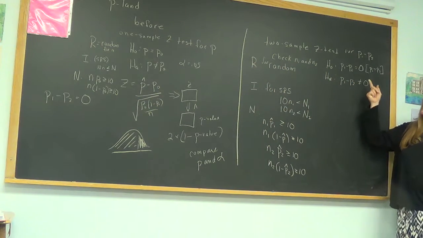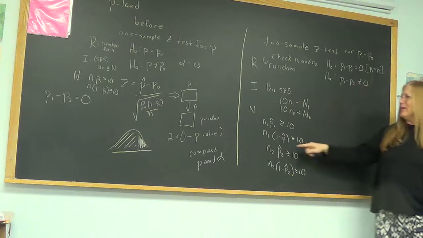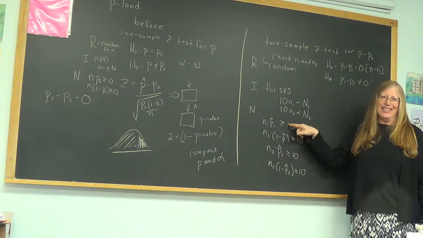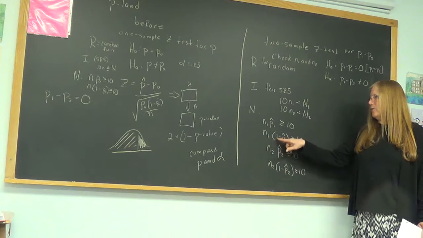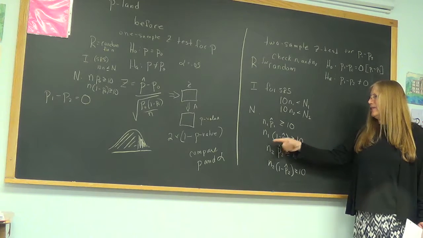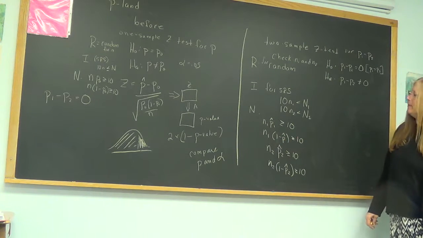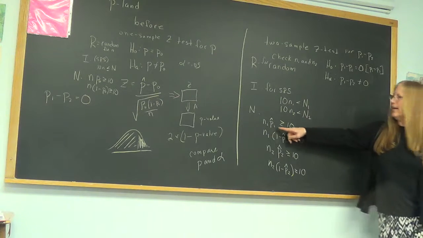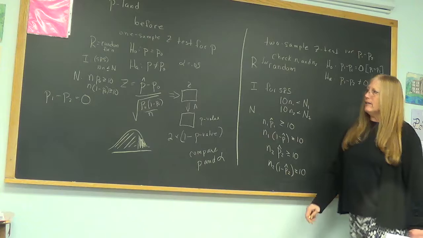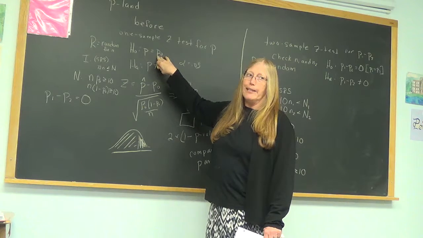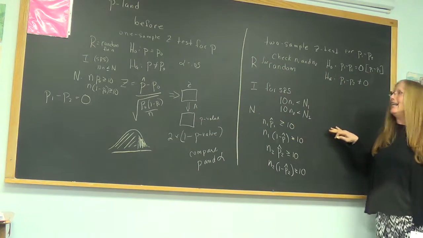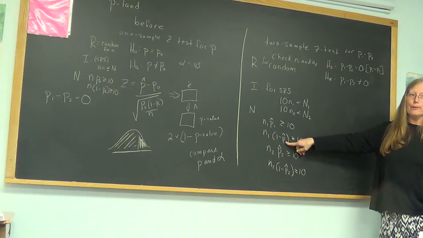What is p naught? It's 0. Could we do n times 0 greater than or equal to 10? It's not going to work. Then we would have n times 1 minus 0, which could be greater depending on the n size, but this would never work. So over here, it was appropriate to use p naught because that was what we were assuming to be true. Over here, we're going to use p hat, which is the result from our sample taken. See the difference?